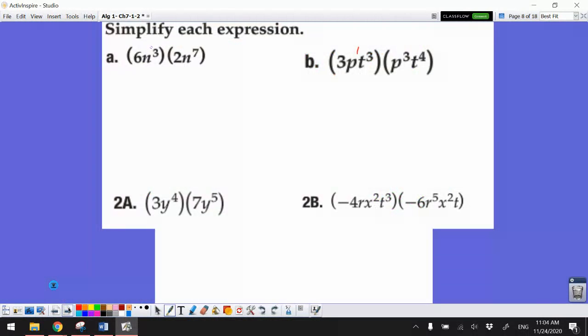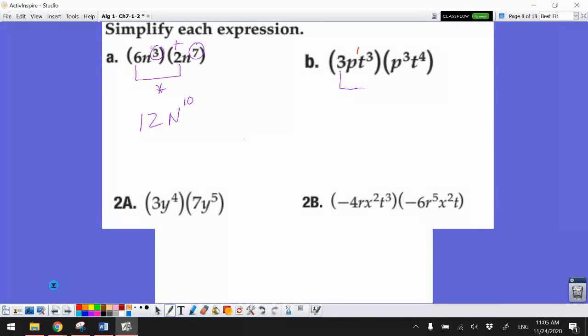All right, let's keep going. Let's take a look at these problems. So now I see I have numbers and I have variables, so I need to think about this in two pieces. The numbers, they're multiplying. Just multiply them. So what's 6 times 2? That's 12. Now with my variables, I know that I am adding like powers. So 3 plus 7 is 10. So that is 12 n to the 10th power.